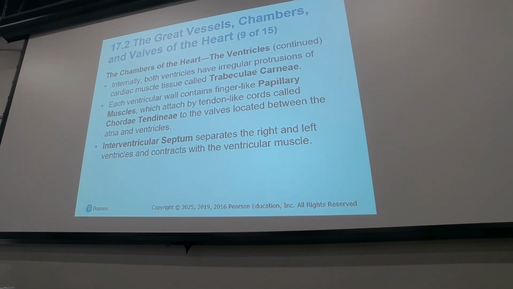And then this interventricular septum separates both left and right ventricles so that you don't have shunt of blood. You don't mix the oxygenated blood with deoxygenated blood.